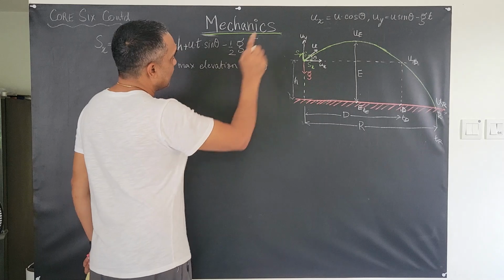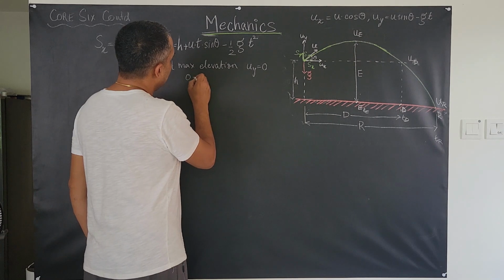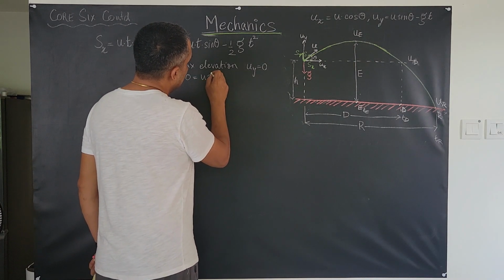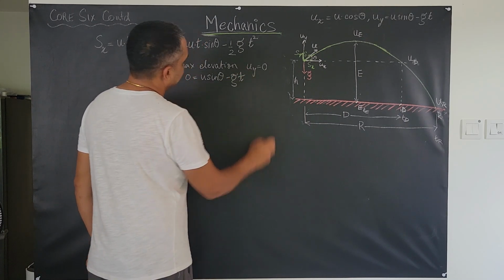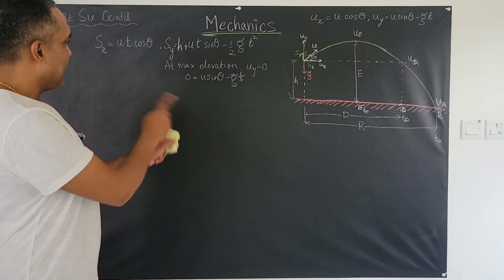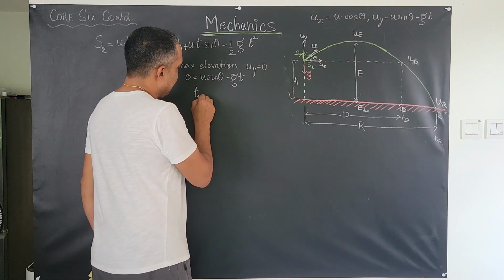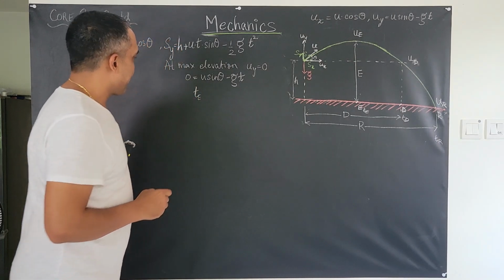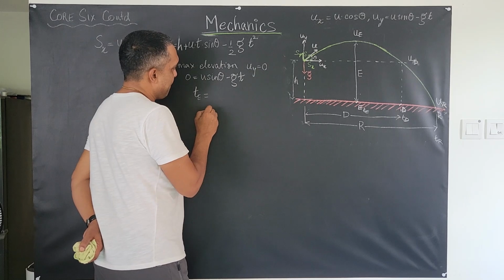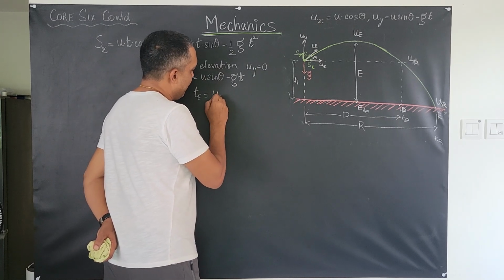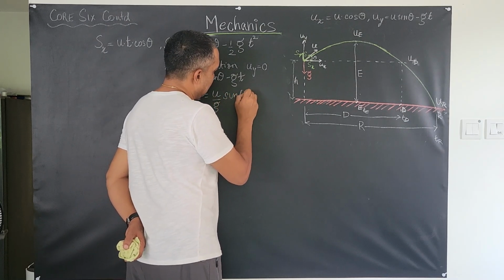Which means zero equal to u sine theta minus gt. If I flip these around, I should be able to say time at max elevation should be u by g sine theta.